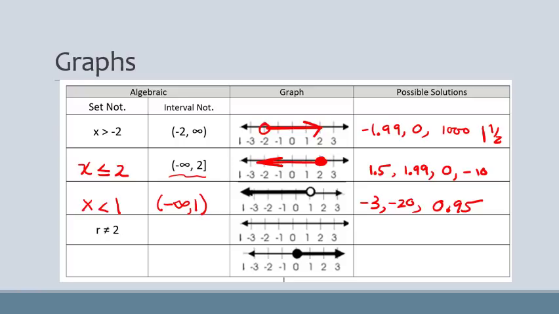For not equal to 2, you would have an open circle here and arrows going in both directions. So basically, any number is a solution except for 2. You could have 1.99. You could have 2.001, and anything but that 2. Now, in interval notation, it's going to be negative infinity to 2, and we say union, we use a U, and 2 to infinity. Okay.